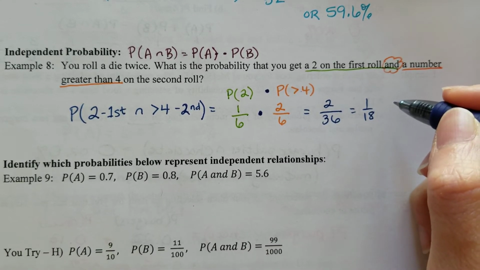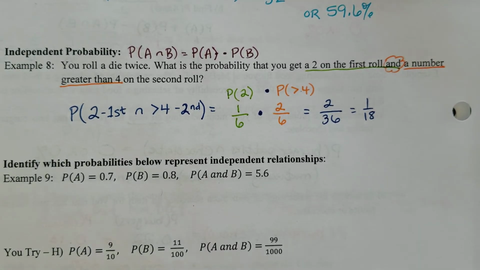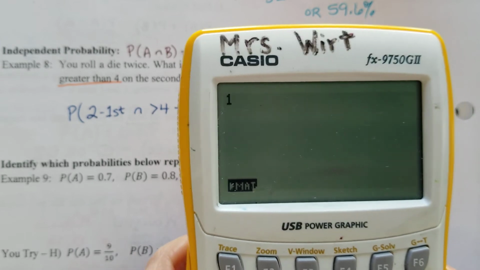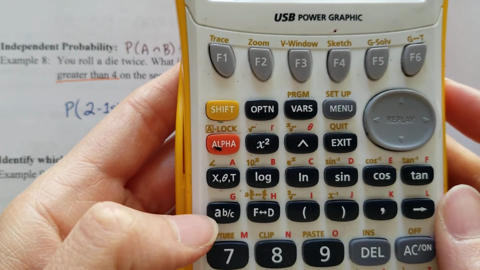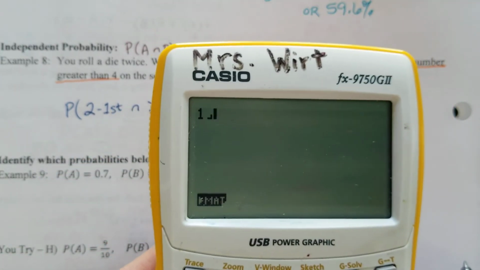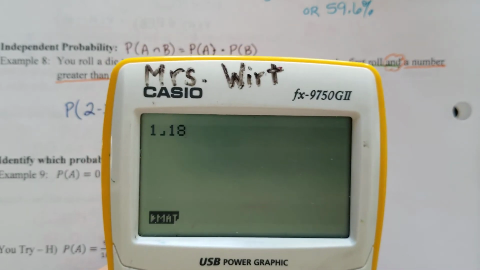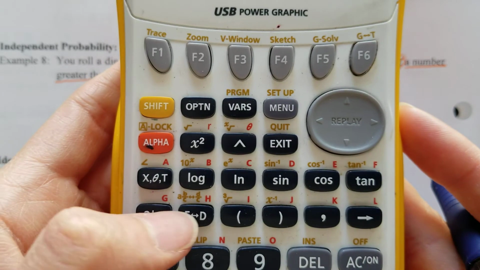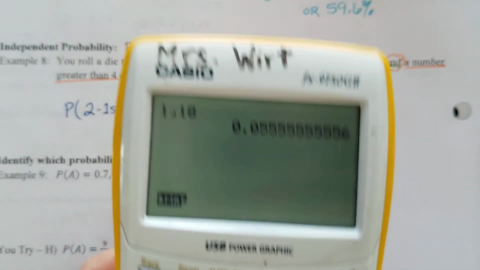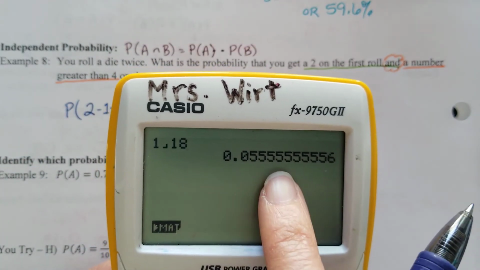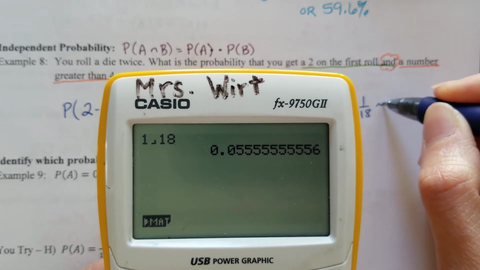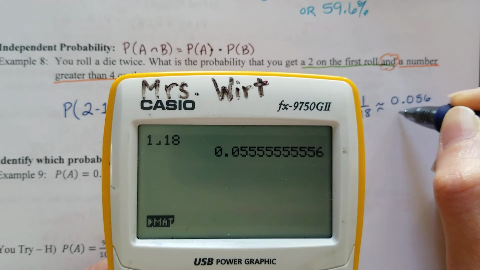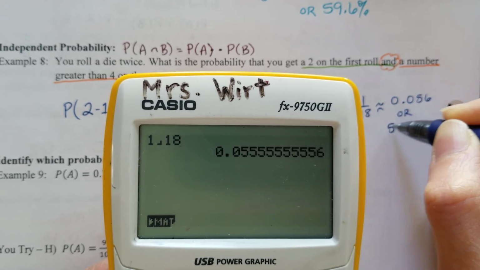And if I put 1/18 into my calculator, just a reminder on your calculator, if you have one of these, we can use this ABC key as our fraction key. So we would do 1/18, and then we can use our F to D key here to convert it to a decimal, and that's going to give us this repeating decimal. So we're going to estimate that to be approximately 0.056 or 5.6%.